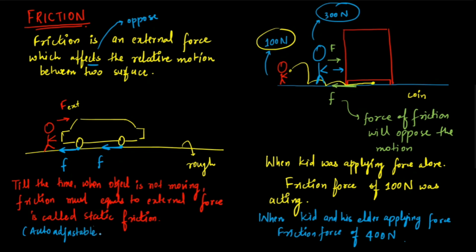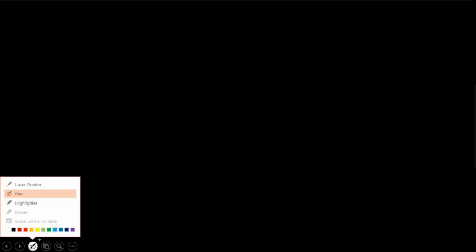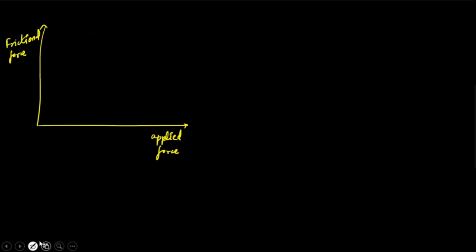Auto-adjustable in nature means whatever external force is acting on the system, friction will act in such a way that it will keep on increasing its value until it reaches its maximum value. For example, there's a graph between frictional force and applied force. Suppose the x-axis represents applied force and the y-axis represents frictional force. As we increase the applied force, friction force will also increase this way. But there comes a point where the friction force is no longer capable of increasing its value. If we increase the applied force beyond this point, friction force will become constant.